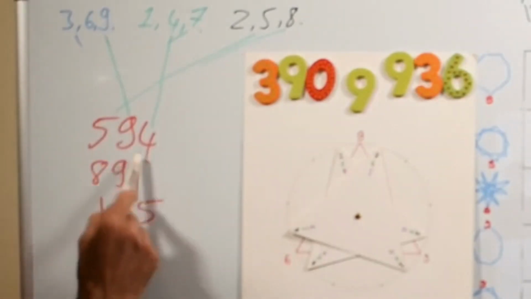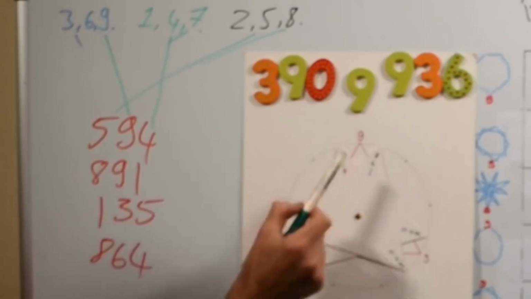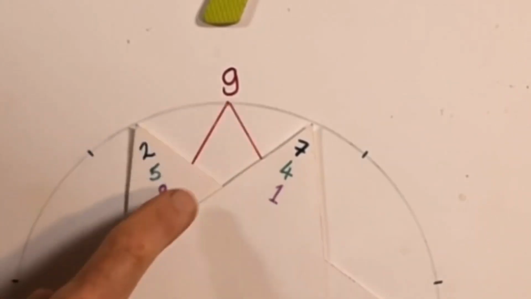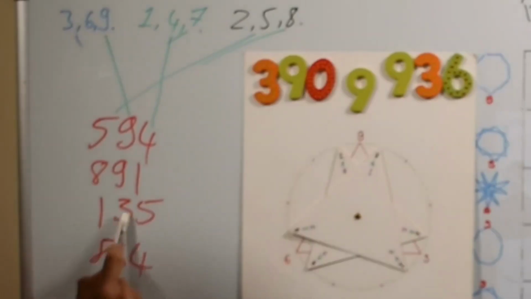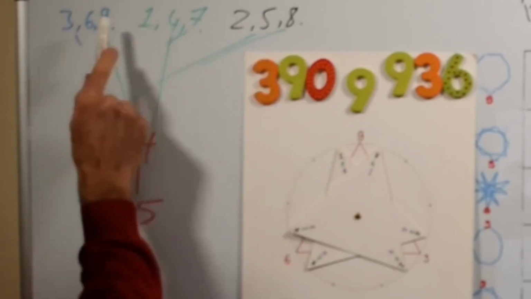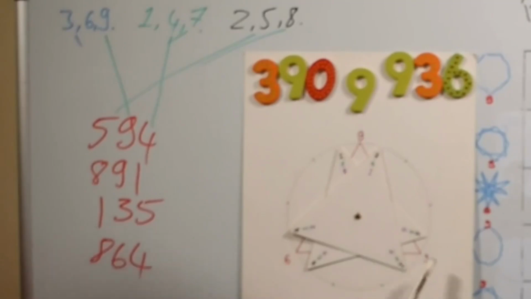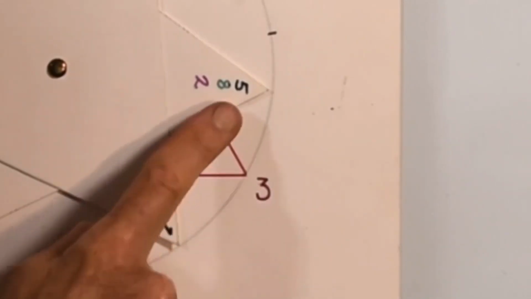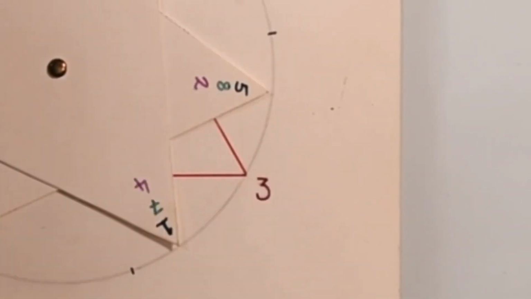So same again here: 8, 9, 1. The 9's at the top, and it's got the 8 and the 1 on either side of it. 1, 3, 5, again 1 from each group, 1, 5 and 3. And here at the 3 we get the 1 and the 5 in black, they'll come together here.